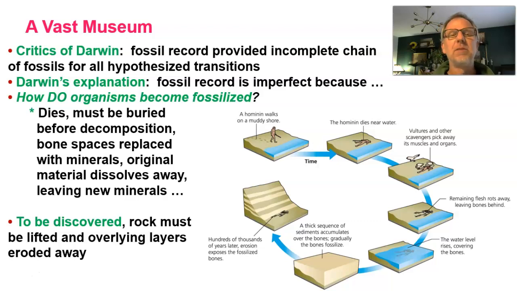Now, how do organisms become fossilized? This diagram here on the slide kind of gives you a pathway, a picture of what happens. So, of course, first you got to have an organism die. It might be buried under a pile of sediments and die that way, or maybe it dies naturally and then it gets buried afterwards. But one way or another, it dies, and it has to be buried before it decomposes.